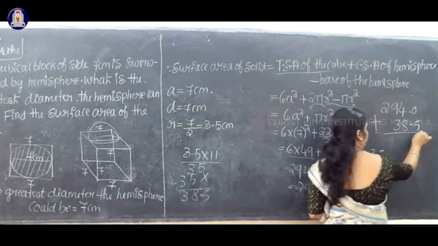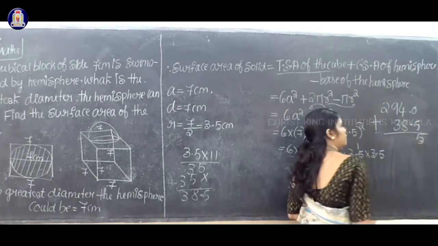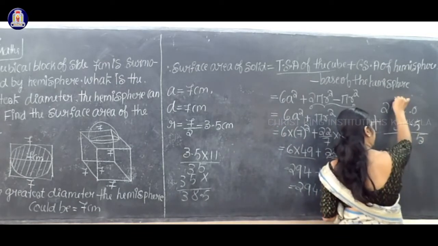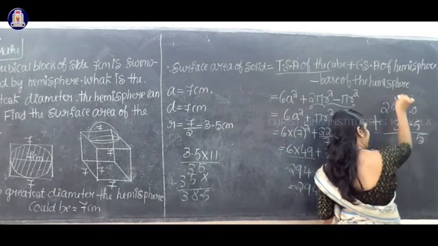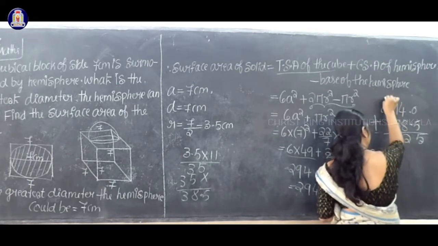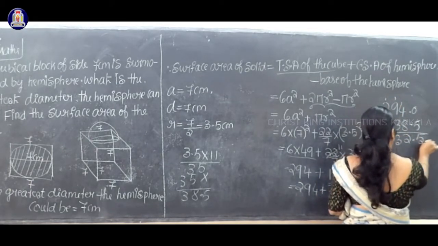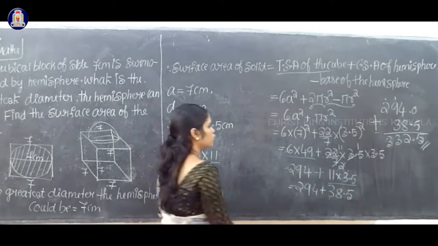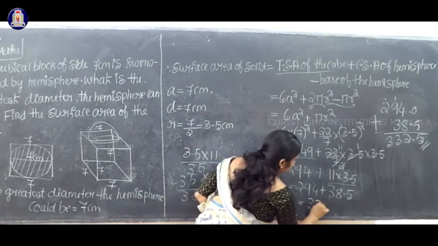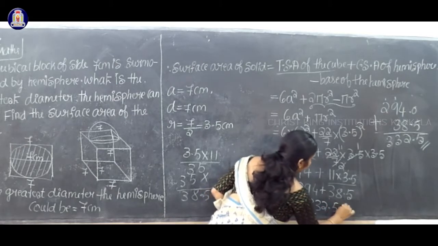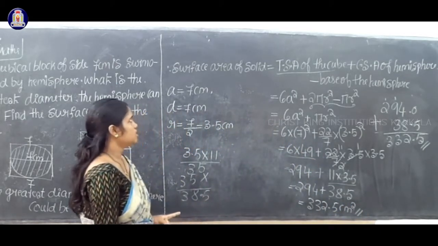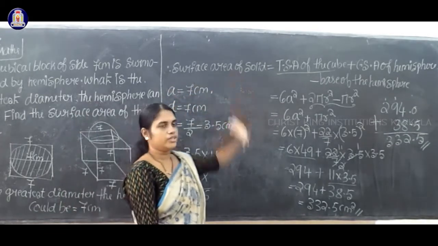0 plus 5 is 5. 4 plus 8 is 12, 1 carry. 9 plus 1 is 10, 10 plus 3 is 13, 1 carry 3. So what is the answer? 332.5 centimeter square. So this is the surface area of the solid.